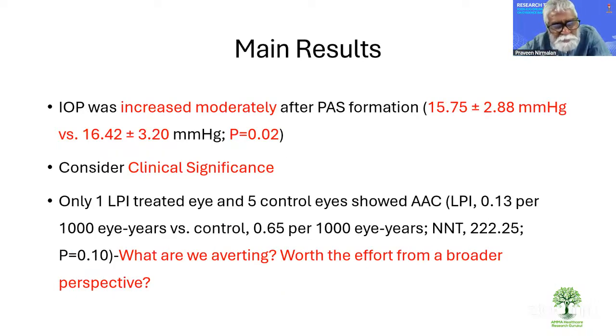So IOP was increased moderately after PAS formation, 15.75 versus 16.42. Now the P is 0.02. So it's statistically significant. But 15.75, 16.42 in the context of IOP measurement, is that clinically significant? Is that a clinically significant difference for you in your management schedule, in your management protocols, in your management of the particular patient with PAC, PACS? Would you think that that difference is clinically significant? So it's statistically significant, but is it clinically significant? Only one LPI treated eye and 5 control eyes showed AAC.